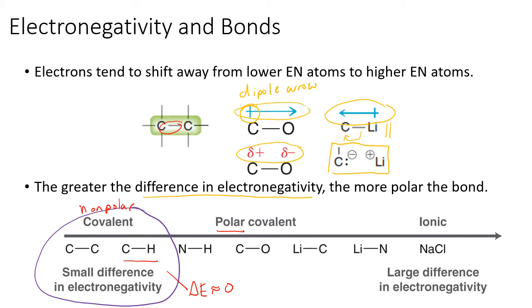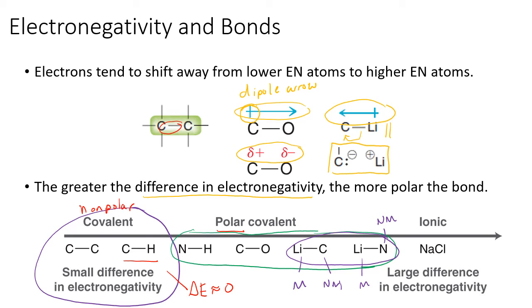And so polar covalent bonds could range from a nitrogen-hydrogen bond, a carbon-oxygen bond, or that lithium-carbon bond, for example. But this is a sliding scale in this range. Some of these at the far right end could be considered a little bit more ionic because you technically do have a metal-nonmetal bond. Lithium is a metal, carbon is a nonmetal. Same thing with lithium-nitrogen, metal and nitrogen is a nonmetal. So technically by our definition we would call those ionic, but they fall in between polar covalent and ionic according to their delta EN.